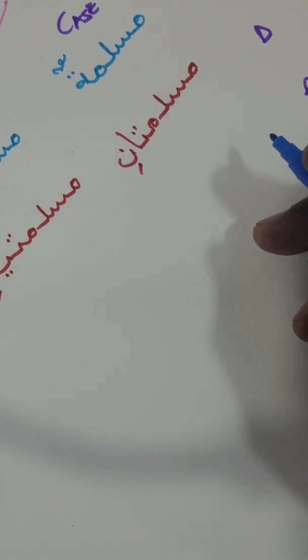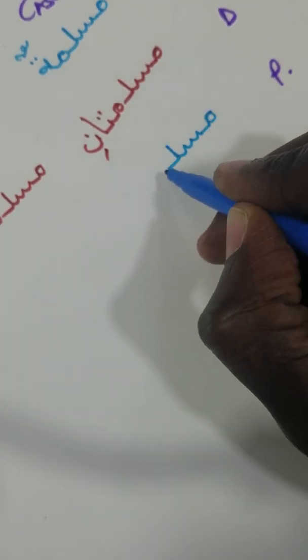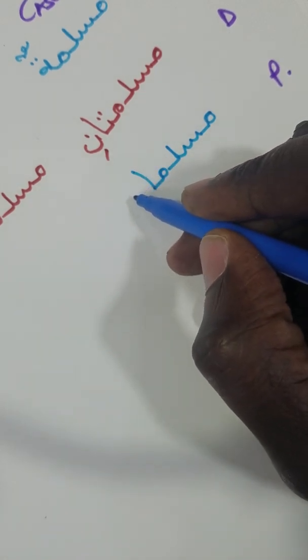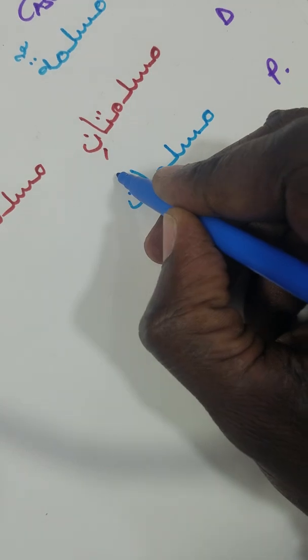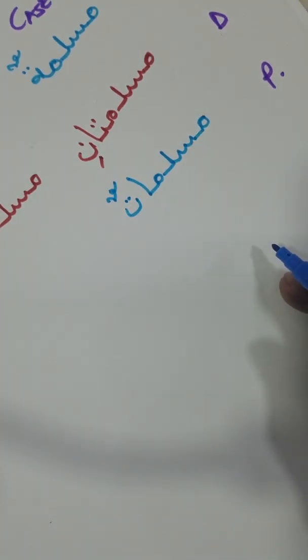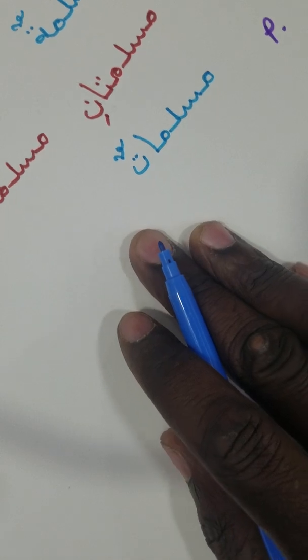Now, in the plural, how did we say we are going to pronounce the plural of Muslima? For female, we said we are adding at. So you're going to see it being read as Muslimatun. Then the second case.